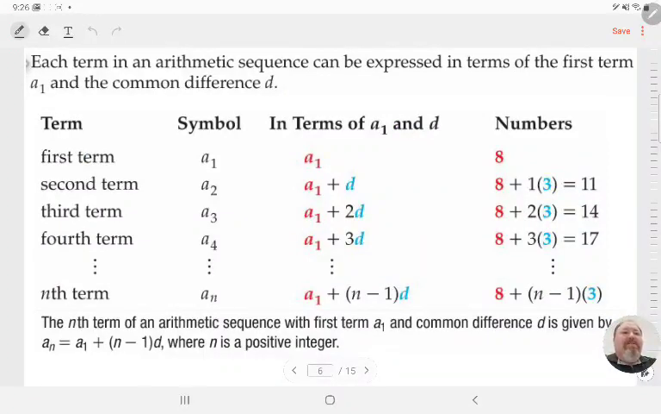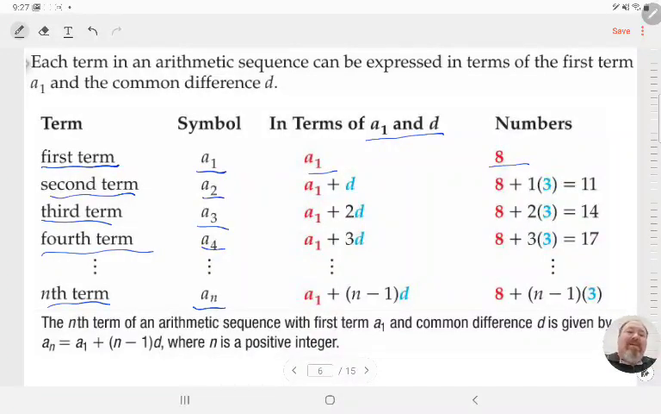Each term in an arithmetic sequence can be expressed in terms of the first term, a subscript 1, and the common difference, d. So if we look here, we have the first term, which would be represented as a subscript 1. An example with numbers would be 8. The second term would be a subscript 2. The third term, a subscript 3. The fourth term, same way, okay? And when you get to the nth term, it would be represented as a subscript n, okay?